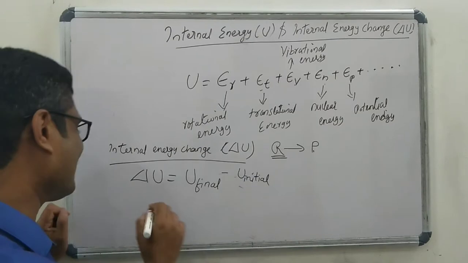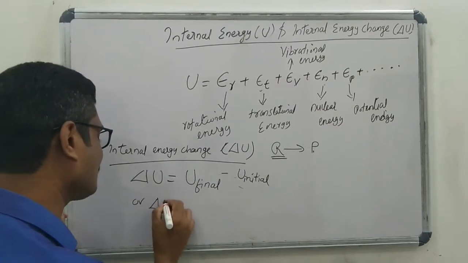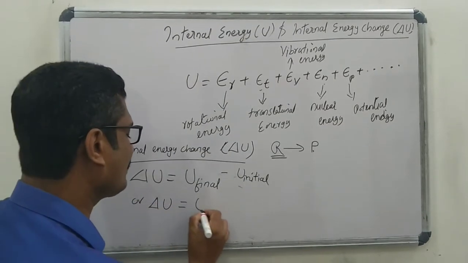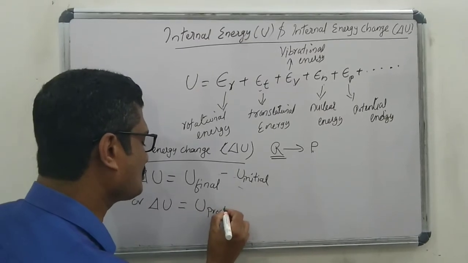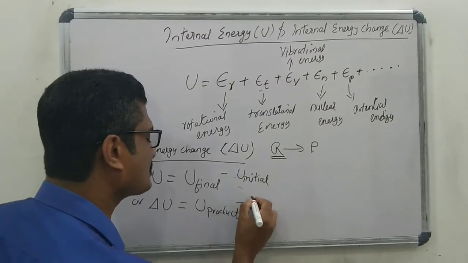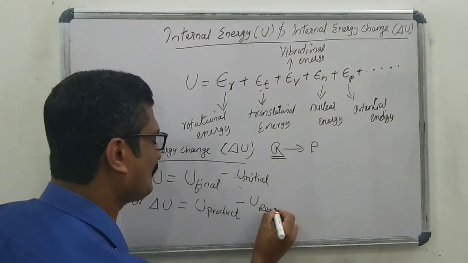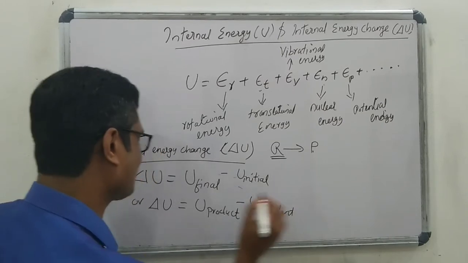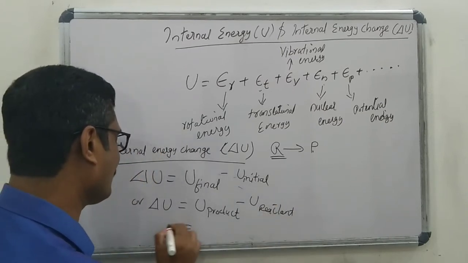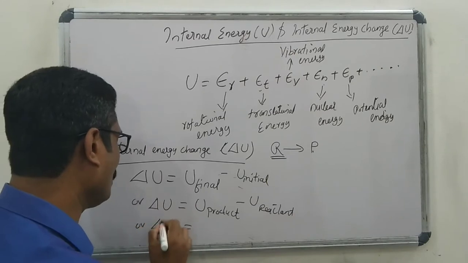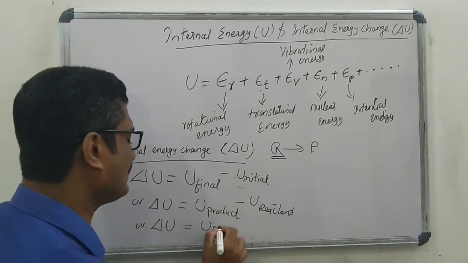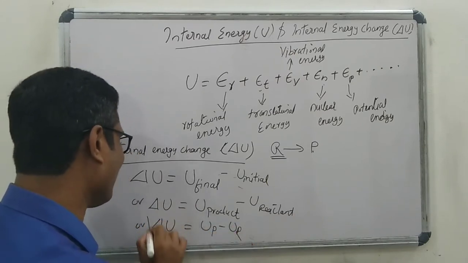Then we can say delta U, the internal energy change, is equal to the internal energy of the products minus the internal energy of the reactants. Or delta U is equal to UP minus UR.